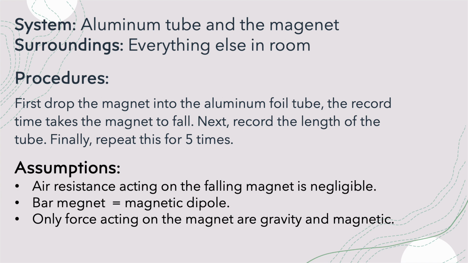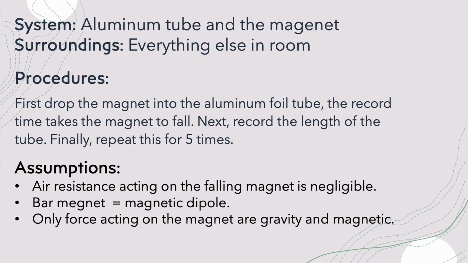The procedures: first, drop the magnet into the aluminum tube, then record the time it takes the magnet to fall. Next, record the length of the tube. Finally, repeat this 5 times.